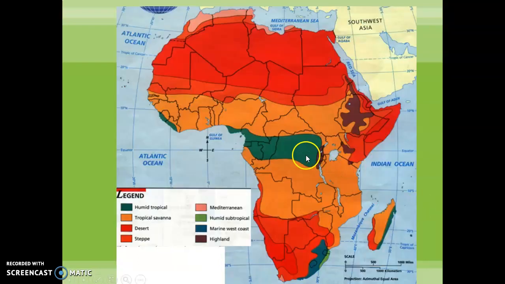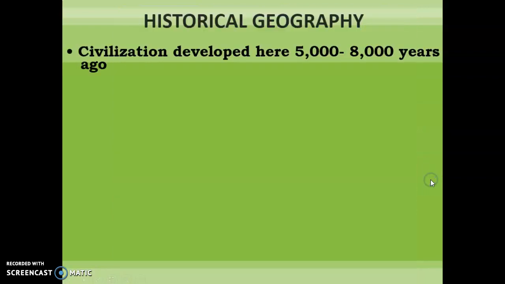There's that map I talked about where you had the humid tropical, and then that's where it's hunting and gathering. And then you have the tropical savanna, which is subsistence farming. And then you have the steppe regions here, which I said was a little bit more of the herding, and then the deserts where it's limited activity.